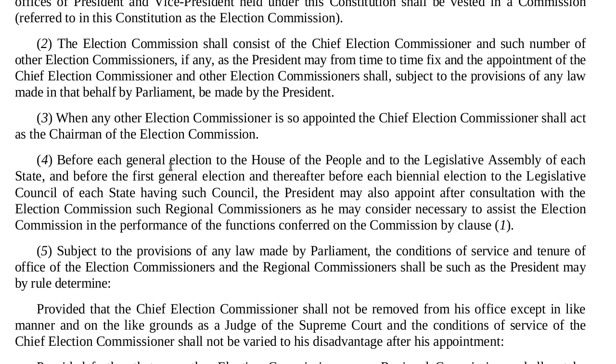4. Before each general election to the House of the People and to the Legislative Assembly of each state, and before the first general election and thereafter before each biennial election to the Legislative Council of each state having such Council, the President may also appoint, after consultation with the Election Commission, such Regional Commissioners as he may consider necessary to assist the Election Commission in the performance of the functions conferred on the Commission by clause 1.